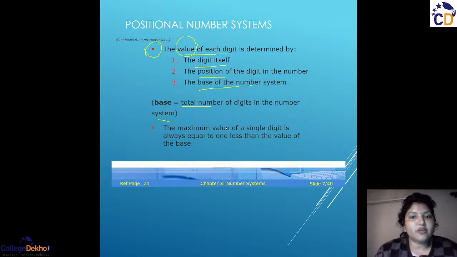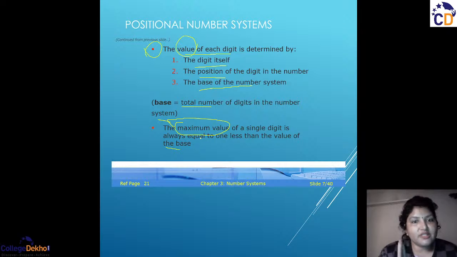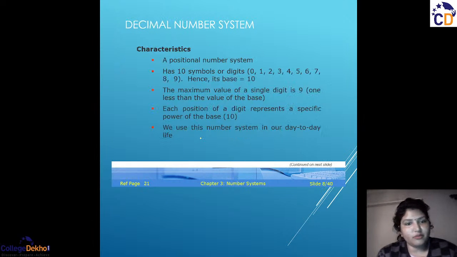The maximum value of a single digit is always equal to 1 less than the value of the base. So what is the maximum value for a single digit? It is always equal to 1 less than your base, right? What is the value of your base?